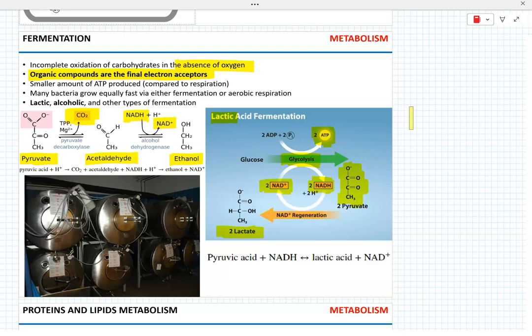We all know that processes of alcoholic and lactic fermentation are widely used in the food industry. Lactic fermentation is used to produce a bunch of different dairy products such as buttermilk or yogurt, as well as sauerkraut and other pickles, and you can name multiple foods that use lactic acid fermentation.